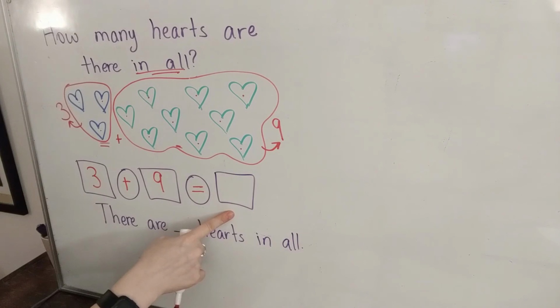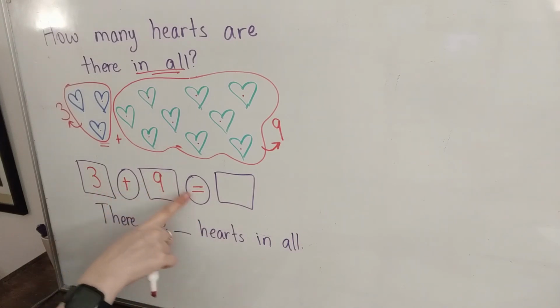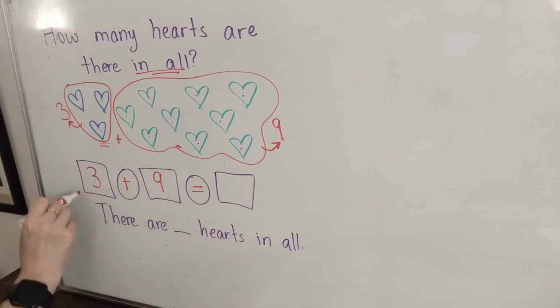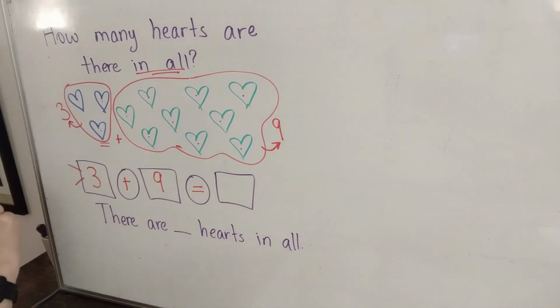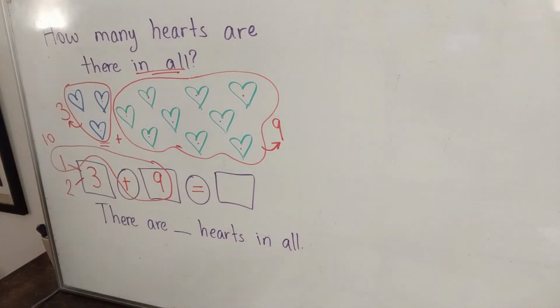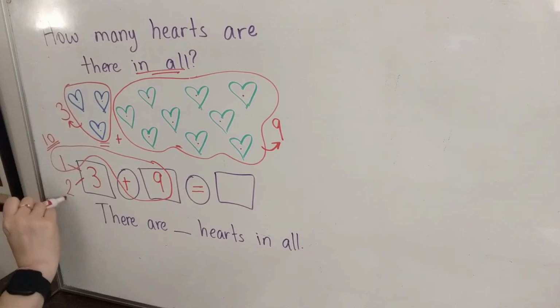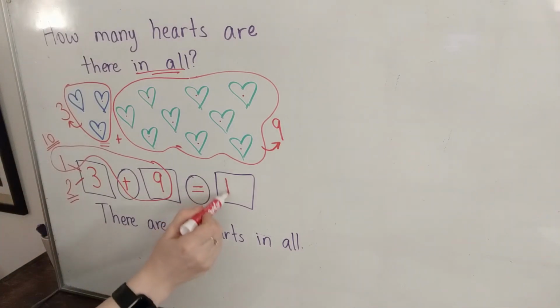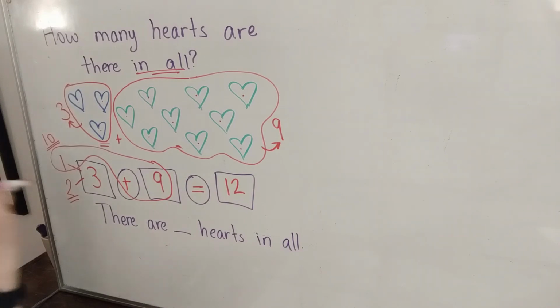Now I'm going to find the answer. 3 plus 9 equals what? 9 needs what to get to 10? 9 needs one more. 9, 10. What's left inside the 3? A 2. Now I can add my 9 and the 1. 9 plus 1 is 10. Let's add those leftovers. 10 plus 2 is 12.